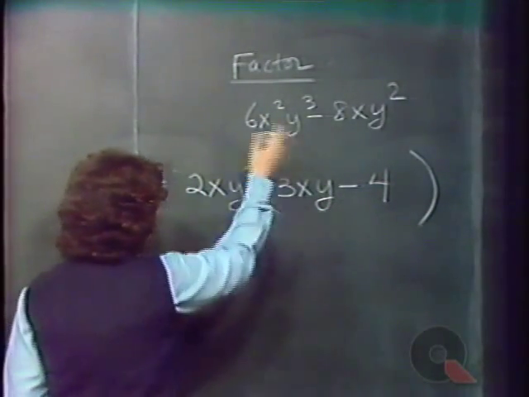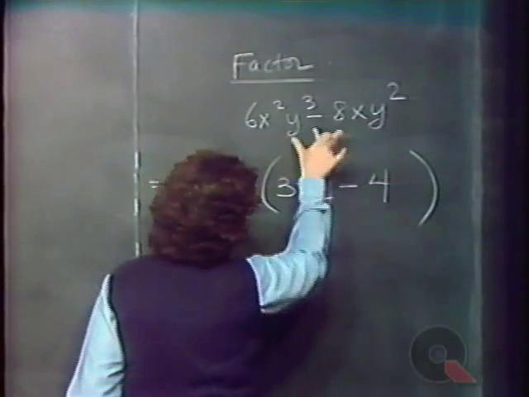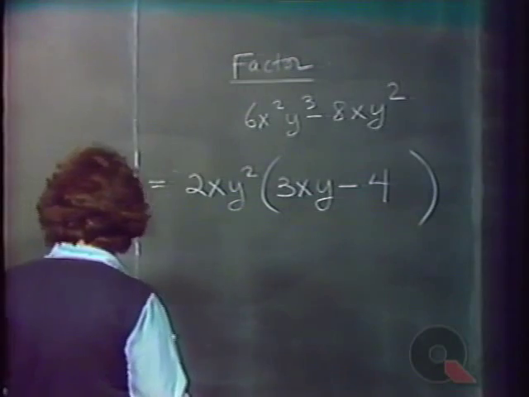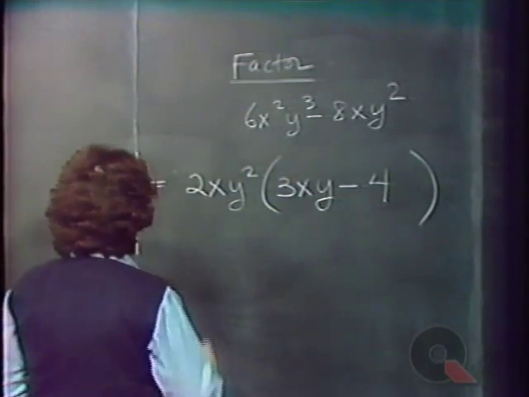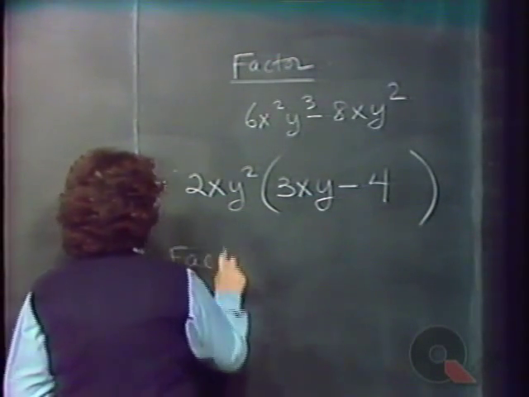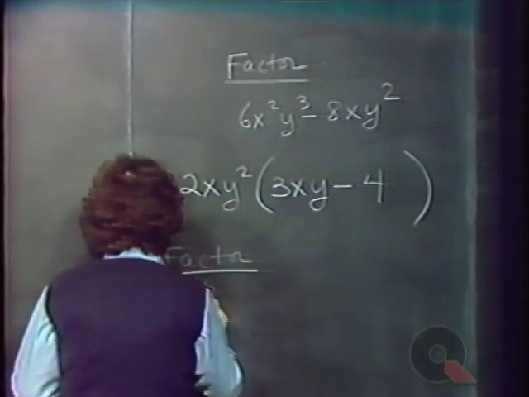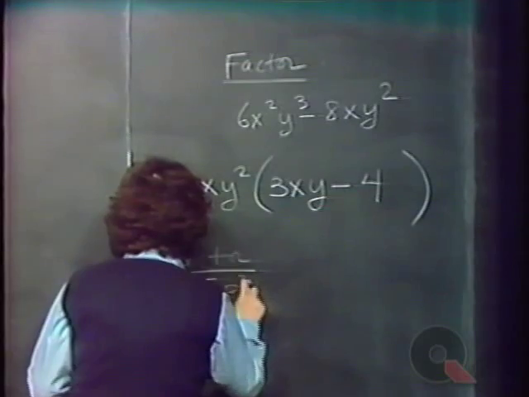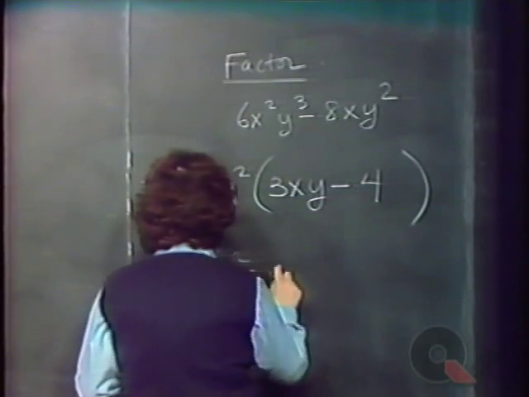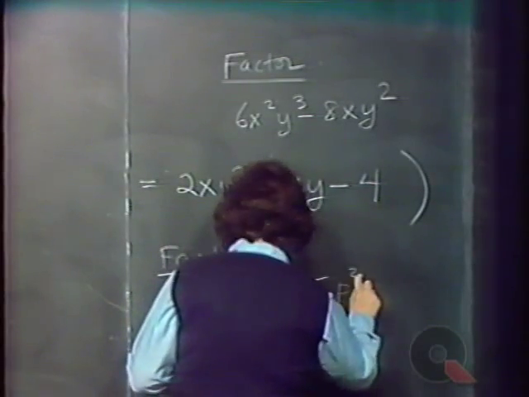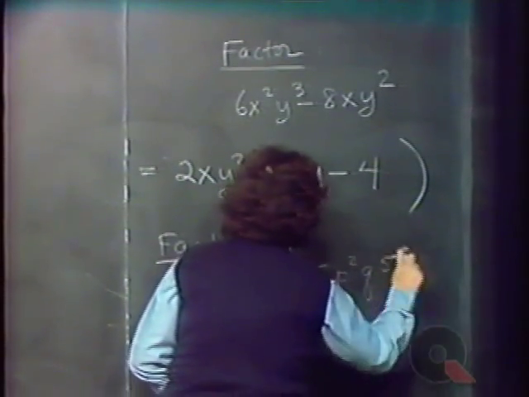Always, when you finish factoring, use your distributive law to multiply it out again and see that you get what you started with. Okay, let's try to factor this now. 15 p cubed, q to the 4th, plus 25 p squared q to the fifth.